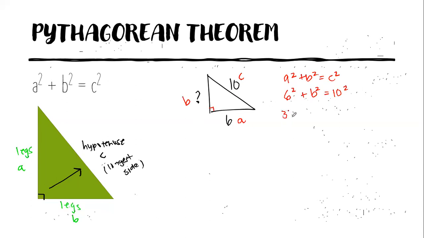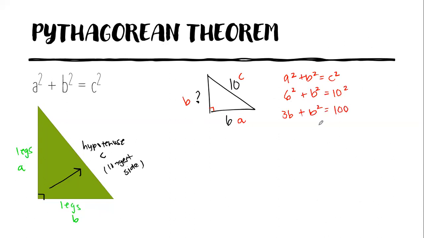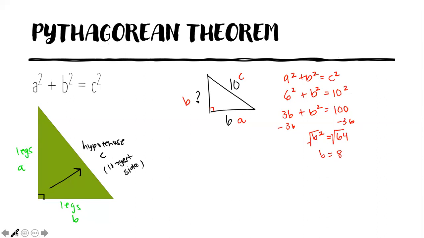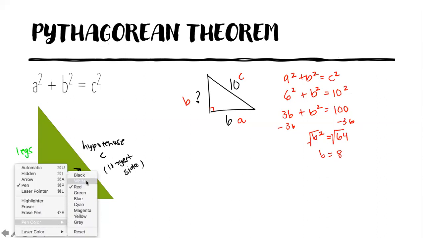6 squared is 36, and 10 squared is 100. I want to solve for b, so what would I do with this 36? Perfect, subtract it. So that would give me b squared equals 64. Is that my answer? I've got to square root it. Yeah, square root it, because that's b squared equals 64. So b would equal 8. That's me using a calculator, but I'm using my brain calculator.